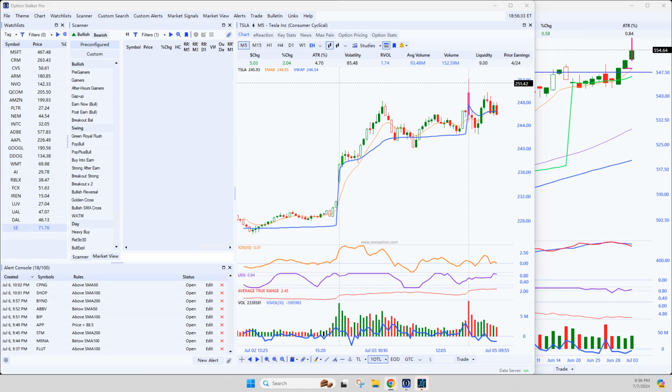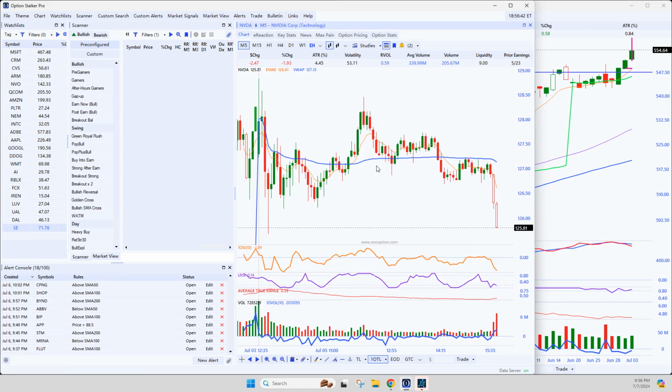Next trade, NVIDIA. This trade was also a poor trade on my part. This was also scalping. I feel like I need to be more. I mentioned this already. Be more.